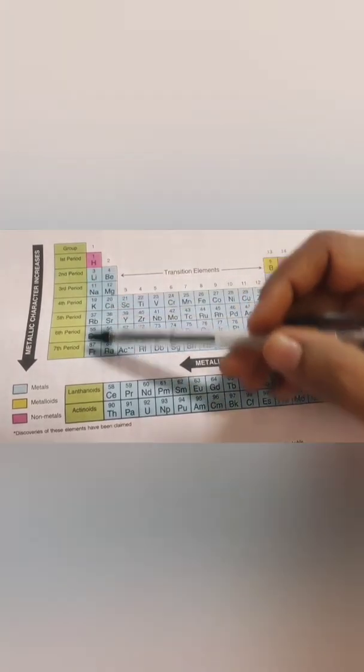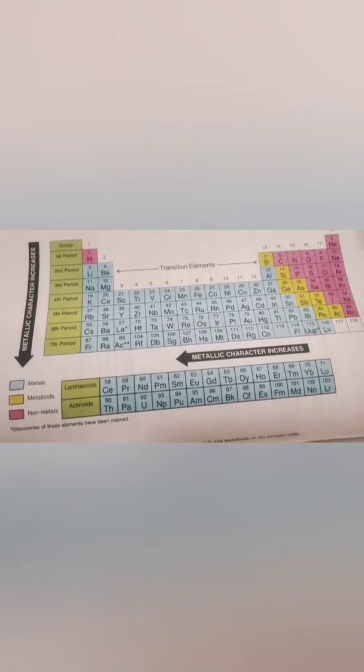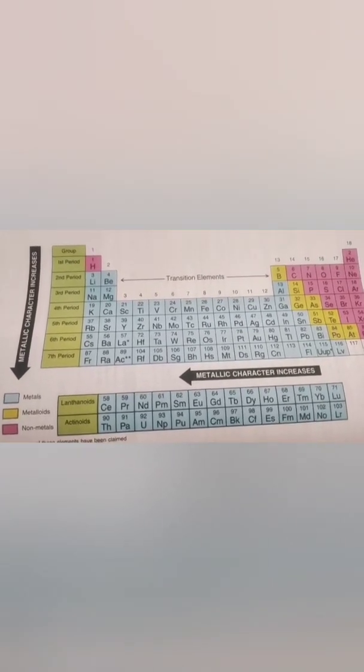But when we move down the group, the number of shells increases, and this increases the distance from the nucleus to the outermost shell. When the electron is farther from the nucleus, the nucleus cannot hold it properly, and thus the ionization energy decreases. But now we have some exceptions here also. I've told you that the exception is of beryllium and boron.